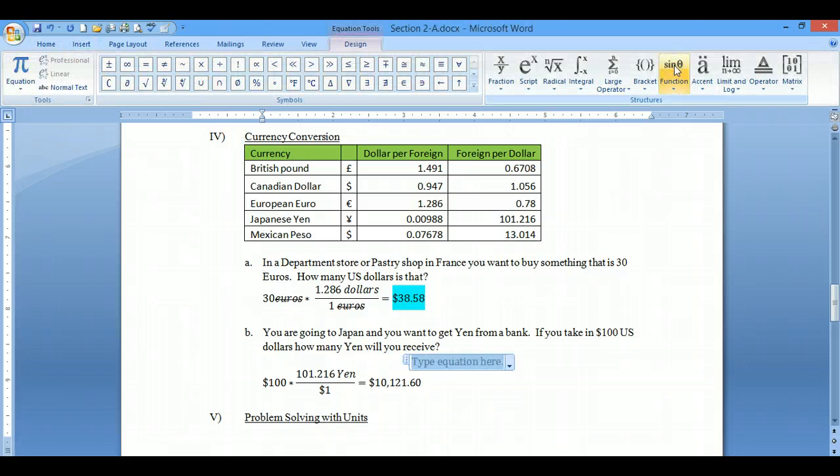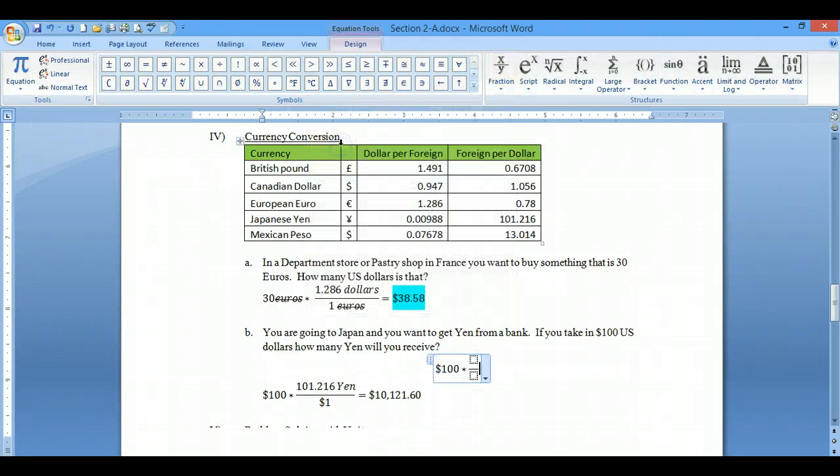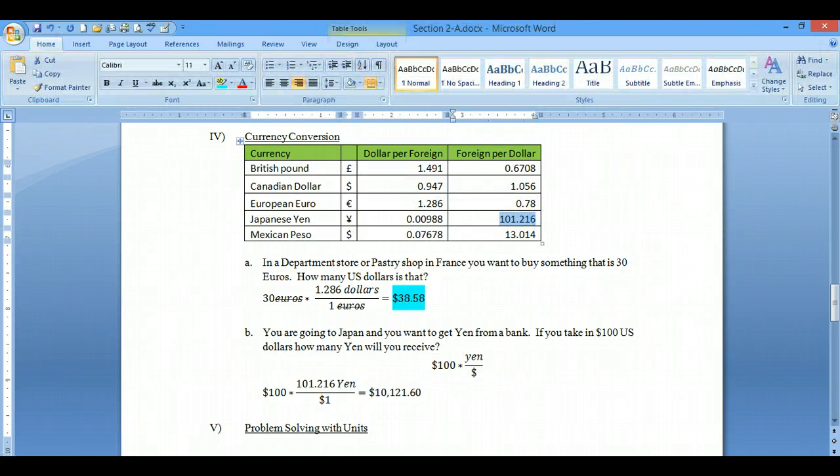another equation. So I bring it up and I have $100 times, you can either do Shift 8 or the times sign on your number pad, and come up here, make a fraction for your conversion. I want to get rid of the dollar and move to the yen. So up here is going to be yen, and if I have dollar on the bottom, then I know that the dollar will cancel top and bottom. Now I need to know which conversion factor. So I need to figure out how many foreign per $1. So up here to yen, here we go, foreign per dollar.